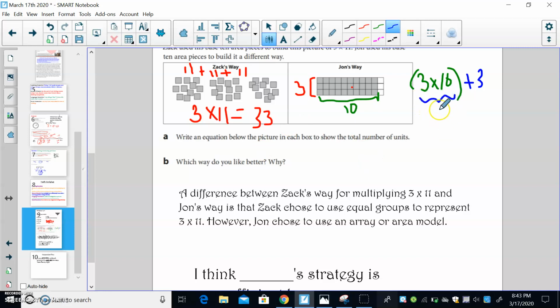So if I multiply 3 times 10, that gives me, yep, you said it, 30, and then I'm adding 3, definitely gives me 33 as well.